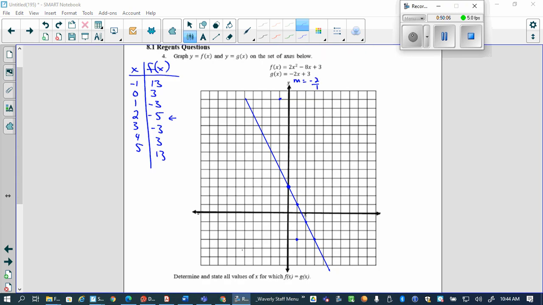So we're at 1, -3, and then 2, -5, and then 3, -3, and then 4, 3, and 5, 13. So we should have here, don't make it a V. Notice you have arrows on the ends of the line, gotta have those there.